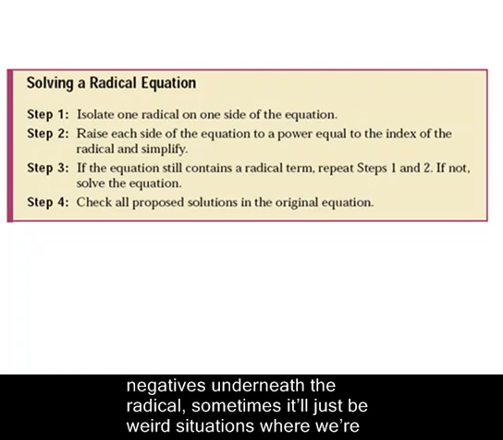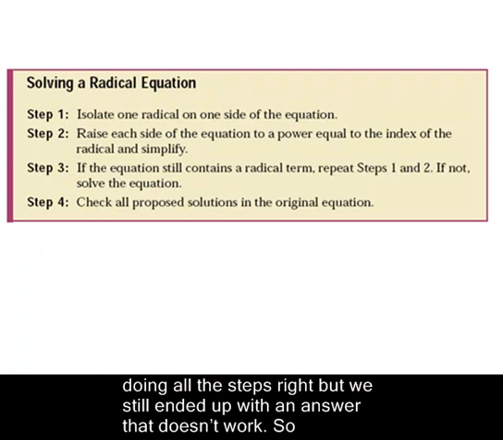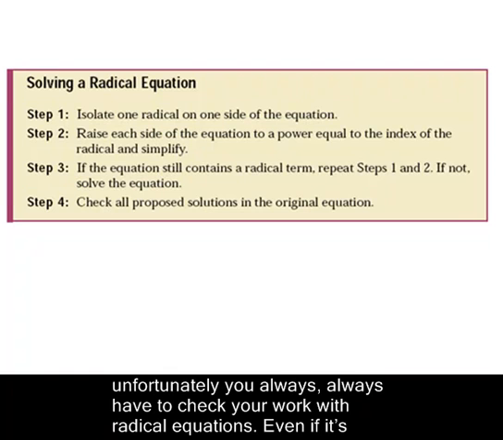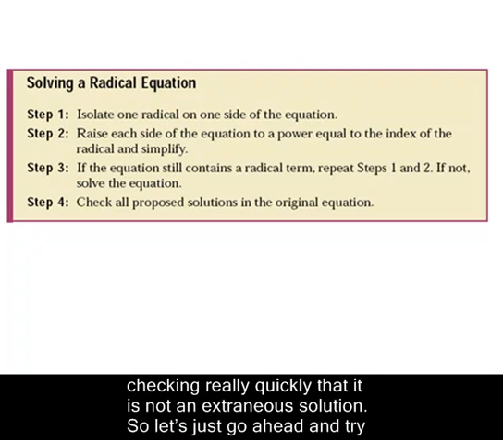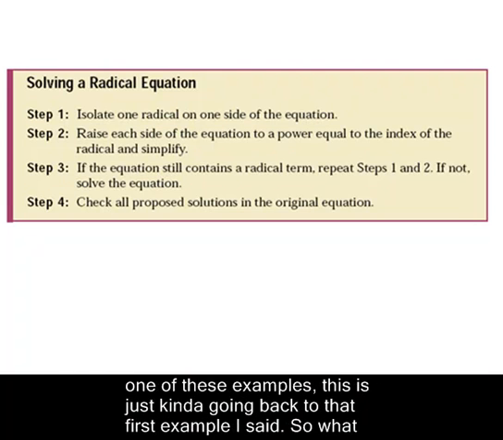Sometimes we'll have negatives underneath the radical. Sometimes there'll just be weird situations where we're doing all of the steps right, but we still end up with an answer that doesn't work. So, unfortunately, you always have to check your work with radical equations, even if it's just checking enough to make sure that there's not a negative under the radical, or just checking really quickly that it is not an extraneous solution. So let's just go ahead and try one of these examples.